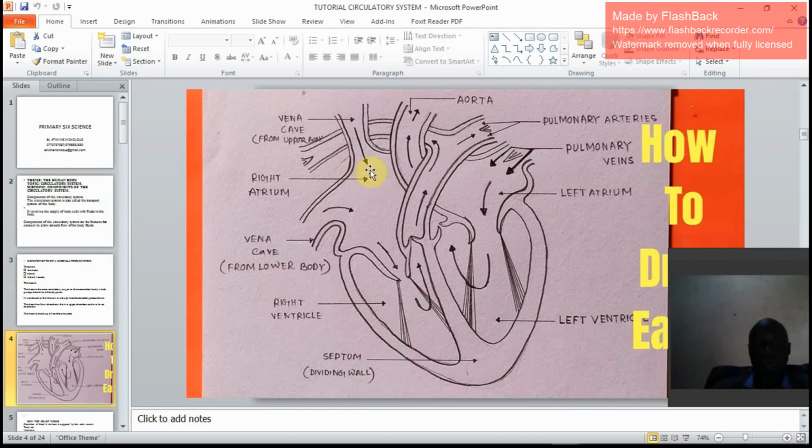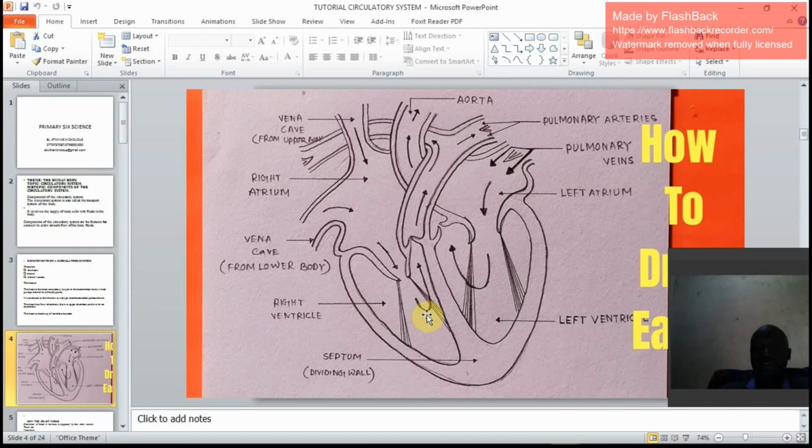That blood will come and enter this right atrium. Then it flows downwards. When it reaches here, these valves will close. We shall look at the role of valves: valves prevent the backflow of blood. When valves close here, pressure will be exerted on this part. Then blood will try to get a way out. It will be like, where should I pass?